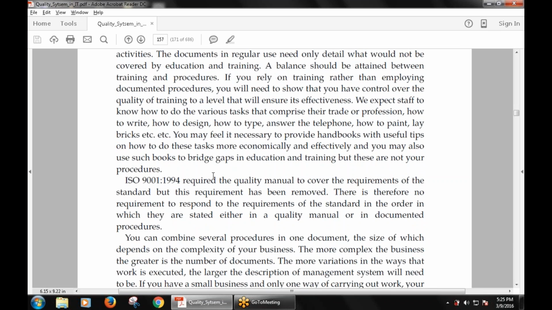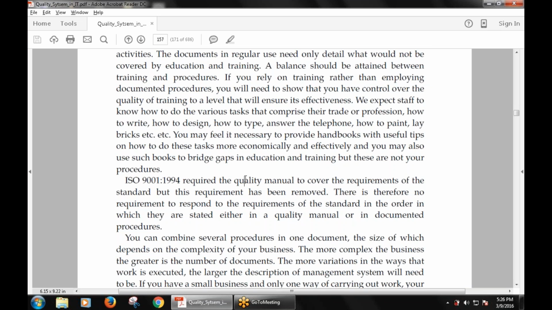ISO 9001:1994 required a quality manual to cover the requirements of the standard. That requirement has been removed. There is therefore no requirement to respond to the requirements of the standard in the order in which they are stated, either in a quality manual or in a documented procedure. That is how they are using the quality manual or the documented procedure.